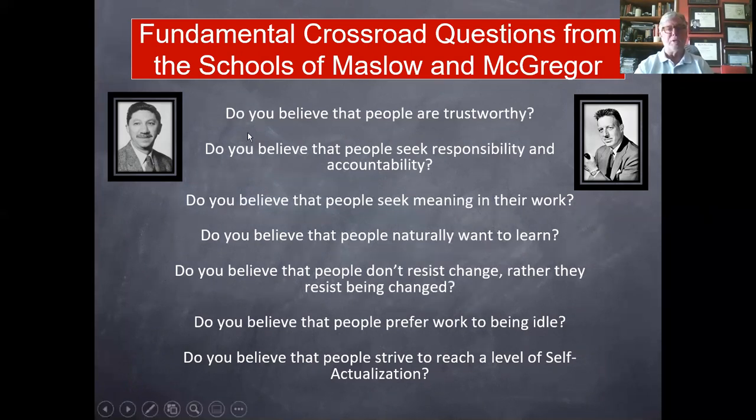here are some questions. Do you believe that people are trustworthy? Do you believe that people seek responsibility? That they look for meaning? That they want to learn? That people won't resist change? Do you believe that people prefer to work before being idle? Or do you believe that people strive to reach a level of self-actualization?